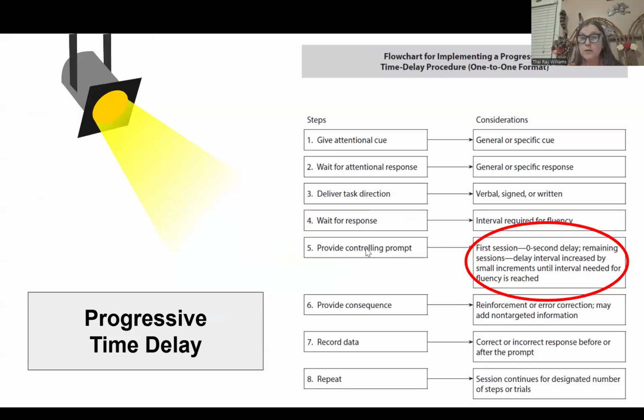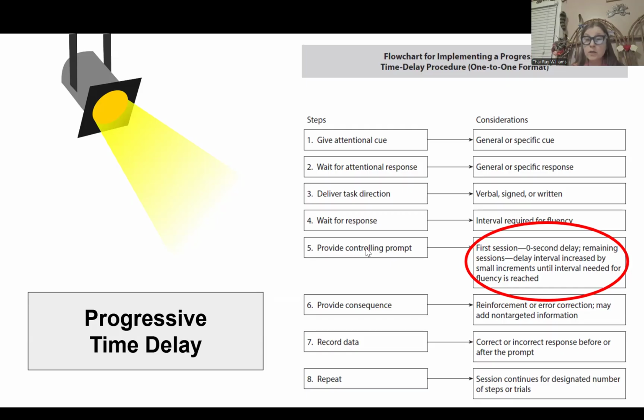Okay, now that you've reviewed those, hopefully you could see those components. We have the attentional cue, we have a task direction, and then depending on what type of delay trial the student is in, in those initial teaching sessions, the teacher immediately provides the student's controlling prompt in a 0-second delay trial. In those subsequent sessions, the teacher gradually increases the length of the interval as the student becomes more fluent and proficient with the skill. So it may be that she started at 3 seconds, then 5 seconds, then 8 seconds, for example.